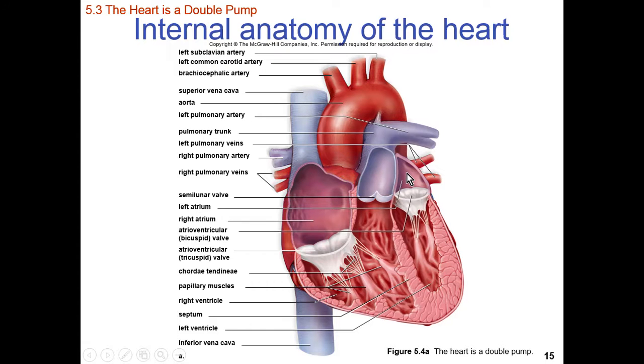From the left atrium, we will go past the left AV valve, down, and then behind here, we can't see the structure, but back here, the left ventricle sends blood past the aortic semilunar valve to the aortic arch.